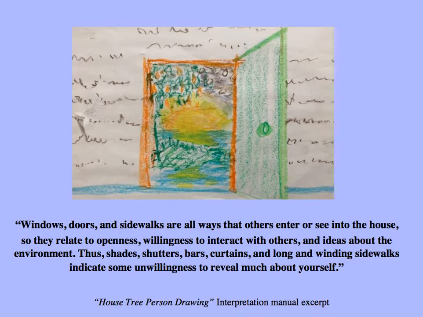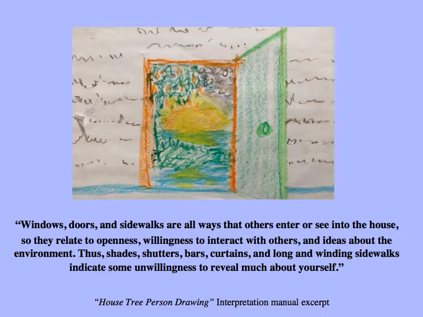Because the interpretation manual of the house tree person, according to this approach of Violet, goes a little far in terms of interpreting what stuff means. So for example, windows, doors, and sidewalks, the manual says, are all ways that others enter or see into the house. So they relate to openness, willingness to interact with others, and ideas about the environment. Thus, shade, shutters, bars, curtains, and long and winding sidewalks indicate some unwillingness to reveal much about yourself.